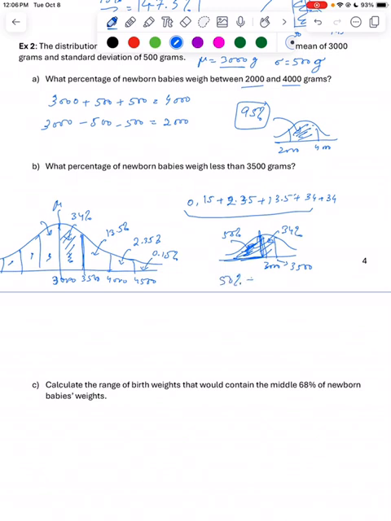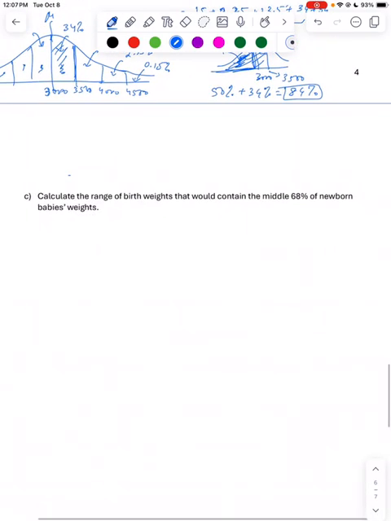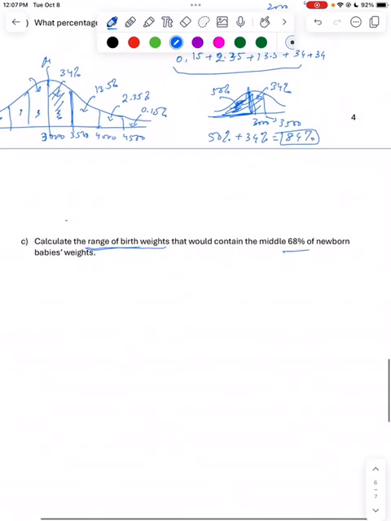Anyhow, the C part: calculate the range of birth weights. Now range here doesn't mean the highest minus the smallest, as you learned in chapter 3. So range of the data, that is different. This range is just like between which two numbers weights lie. And okay, 68%, we already know. So the answer will be 2,500 grams and 3,500 grams. So that will be the answer, and that's all. So this is how you do these problems.